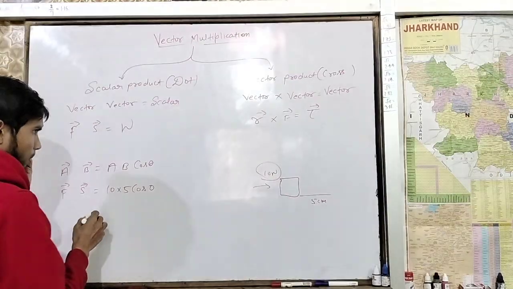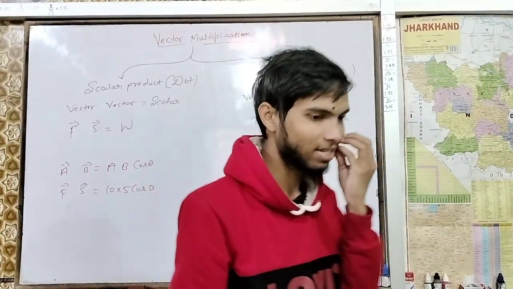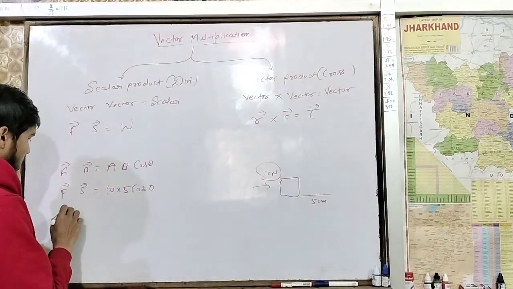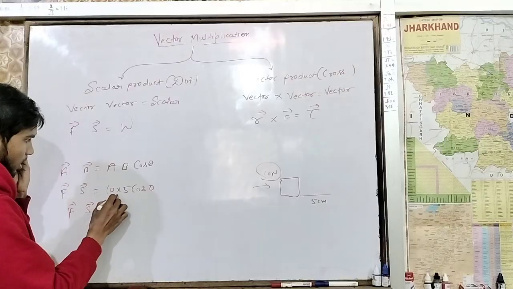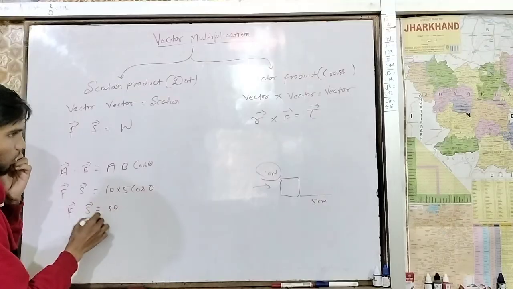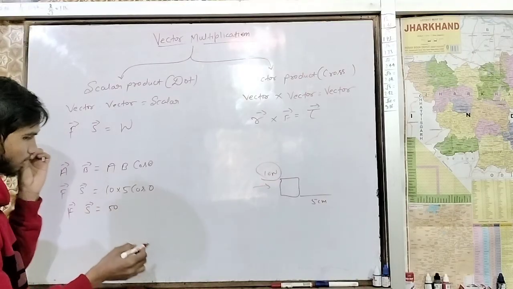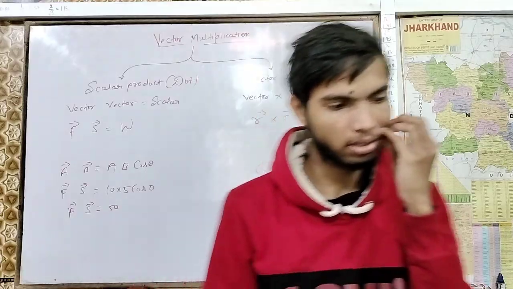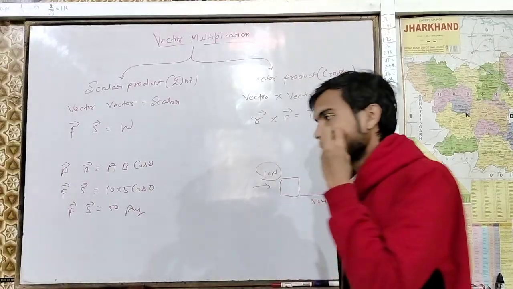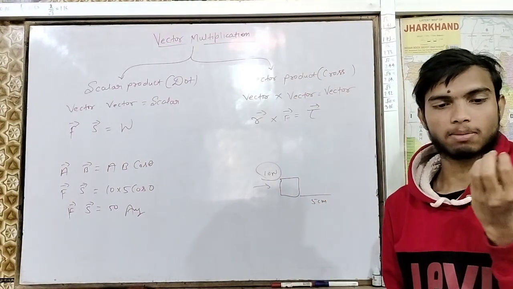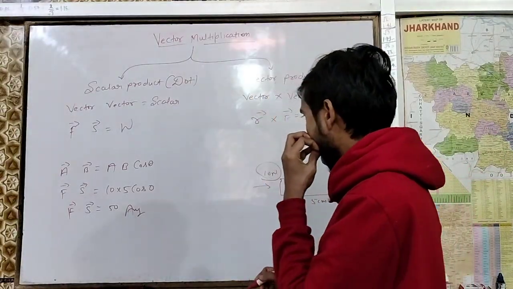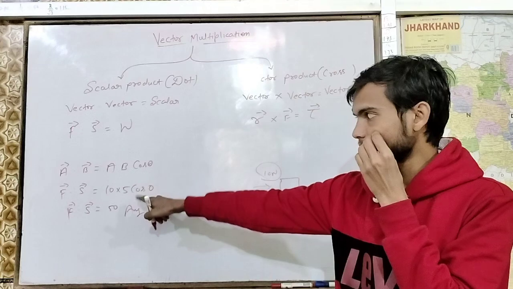Now cos 0 degree is equal to 1. So finally you get 10 fives are 50. It is without direction. This is only magnitude. That's why a quantity which provides only magnitude is known as a scalar. This is our answer. When you multiply force by displacement, you get a scalar, only magnitude. I told you this with an example.